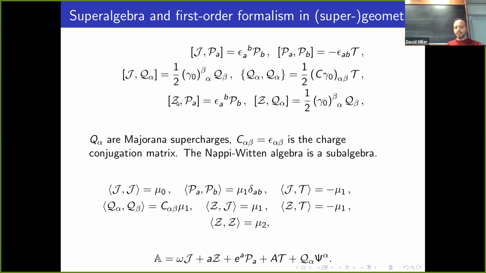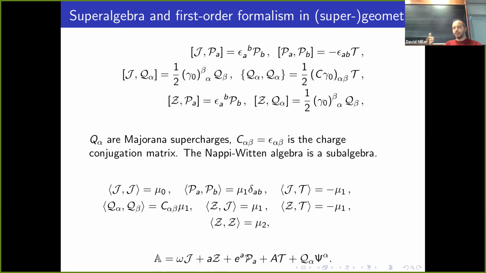No, I think it's a good point. But I need this to count the degrees of freedom. Let me tell you why. Because I need this Z. You see here, Z appears also when I build my full gauge connection. I have to associate to each generator a field. So this is why I say J is related to omega.